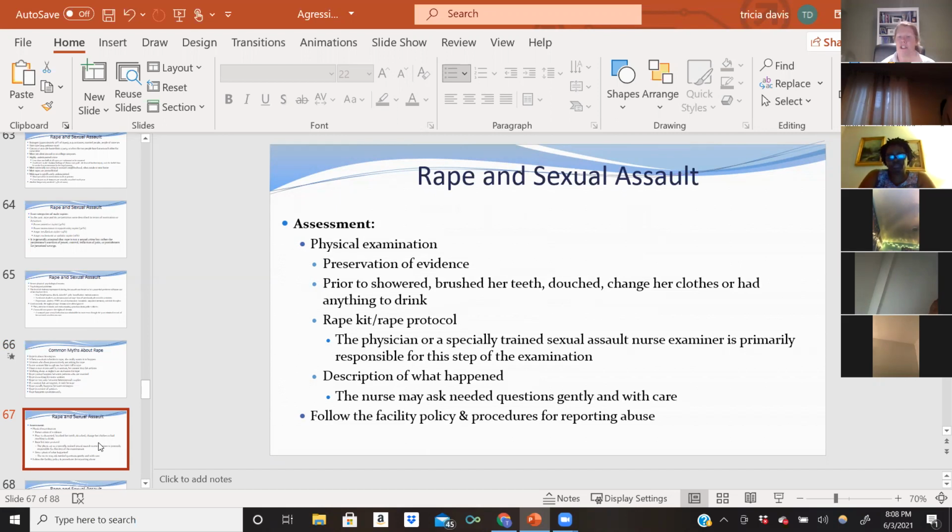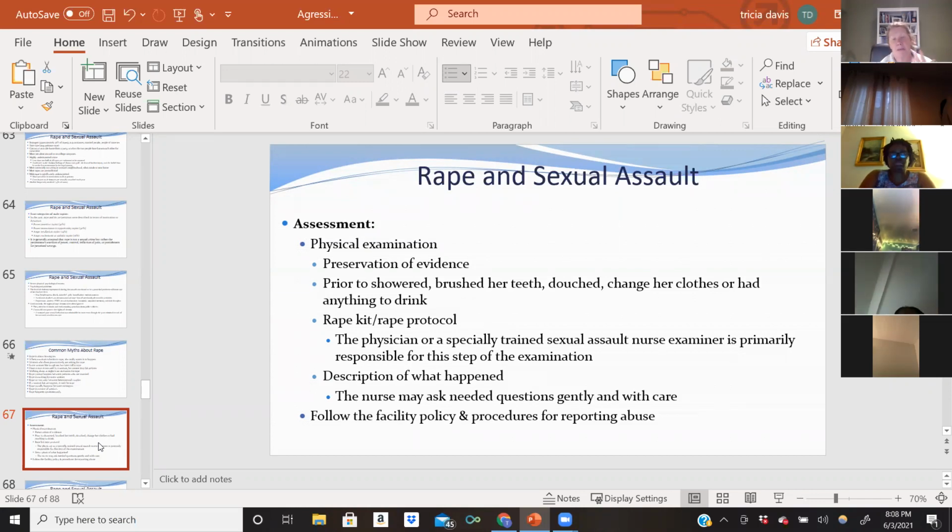After she's gone home and she's taken her clothes off and she's washed them and she's showered, there's not a lot we can do. So we ideally would like to have this physical examination before the patient showers, before they brush their teeth. We're going to want to take mouth swabs before they douche, before they change their clothes or have anything to drink. But like I said, this is not always ideal.